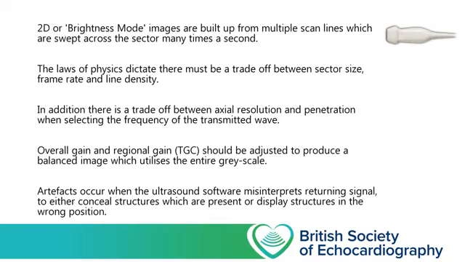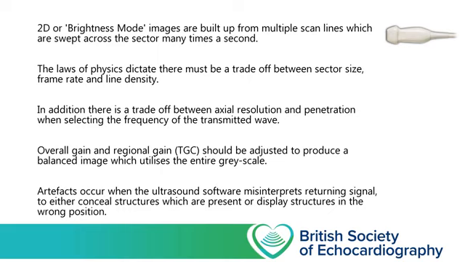We can build up 2D pictures by sweeping multiple lines of information across from our phased array probe, and then using these multiple lines to build up a single two-dimensional image, and then by producing multiple two-dimensional images within 1 second, we can create a moving image. When we're building up our 2D images, we're constantly having to compromise between the size of the imaging sector, the number of images we can produce in a second, and the resolution of those images. And as sonographers, we need to make decisions about which compromises we're prepared to make, and that's going to be dictated by what it is that we're trying to demonstrate.